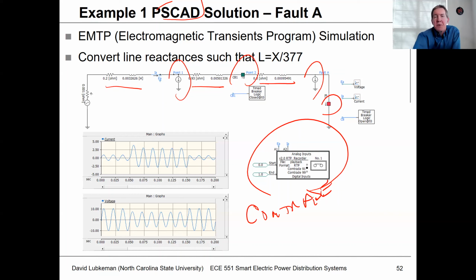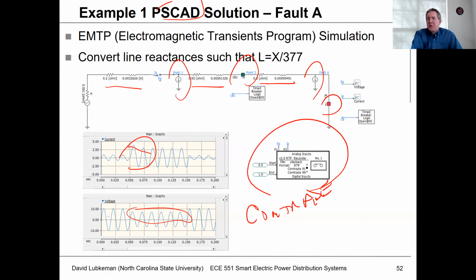So anyway, what this particular program does, it does its calculations in the time domain. What it would do is it would actually compute the transients. It shows a little bit of a DC offset in the fault current. It could calculate the sag voltage and everything.